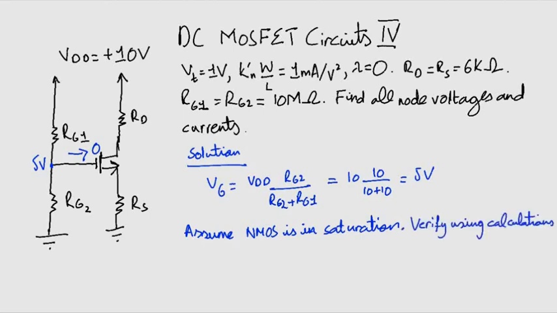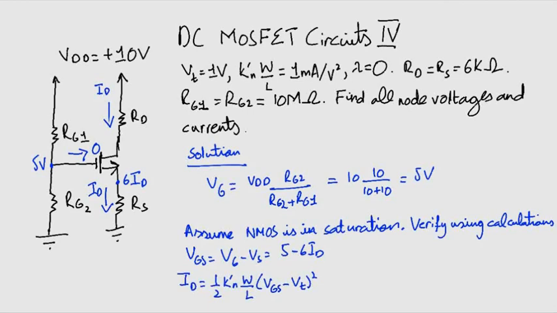So, now refer back to the figure. The voltage at the source is 6ID. Do you agree? Now VGS will be equal to 5 minus 6ID. ID is also given by the standard equation for the current in the saturation region. You plug in the values and you get this expression.